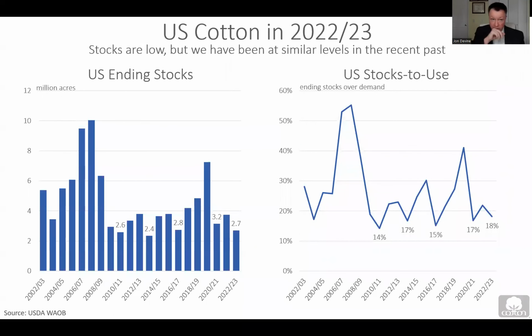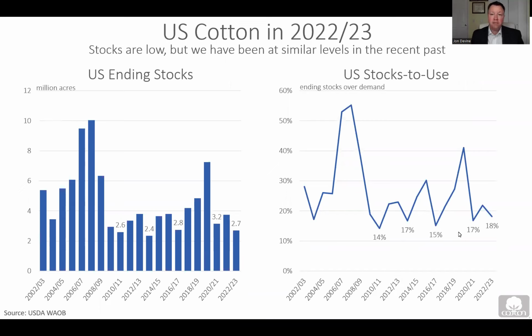Here we have just U.S. stocks numbers, and we also have U.S. stocks to use. You want to take a look at the current estimate for U.S. stocks. You can see that they are tight, but they are levels that are pretty close to where we've been in the recent past. Same story for our stocks to use ratio. So if we take our ending stocks and divide by demand, you can see we're going to be around 18% as the current USDA forecast, which is relatively in line with some of the tight years that we have had in the recent past.